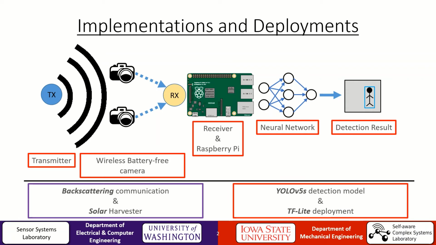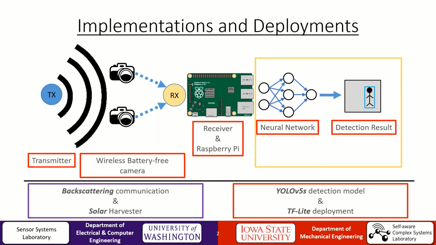Implementations and deployments. Before jumping into the algorithm, we'll start by looking at a quick overview of the system. In this slide, I show a simple infographic flowchart of our proposed system, end-to-end from signal transmission to the final detection. We have already seen the first half of the system from Ali, who focused on the sensor and system hardware design. Now my focus is on the second half, which is to perform occupancy detection on the images that we captured.